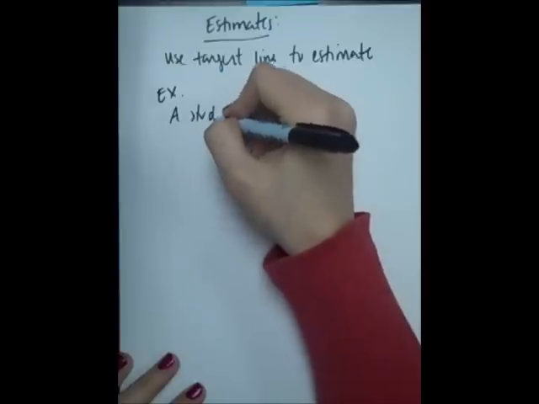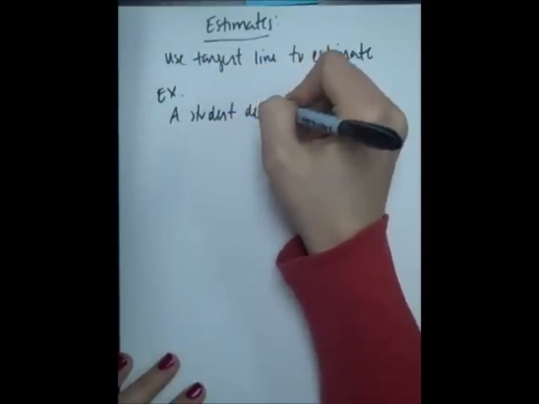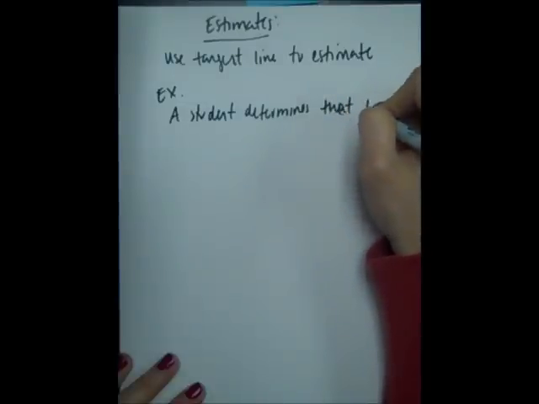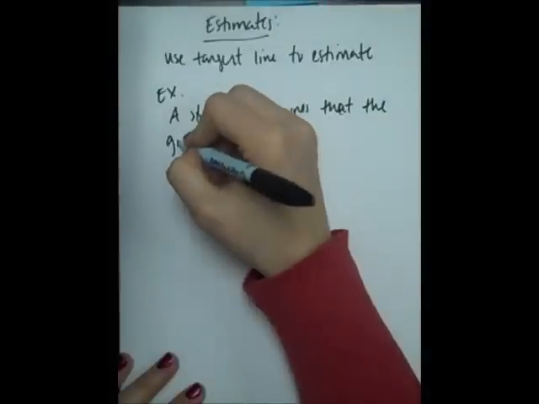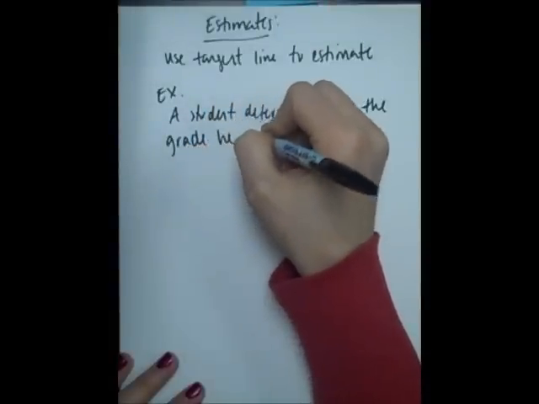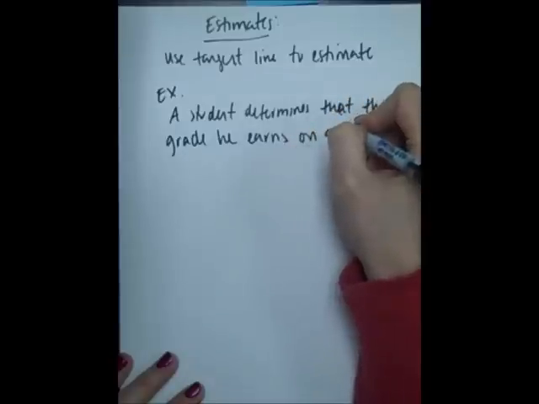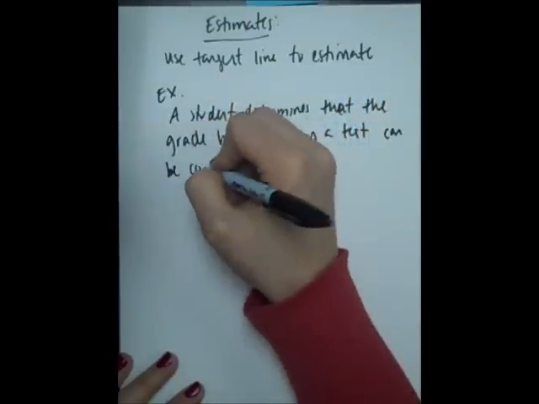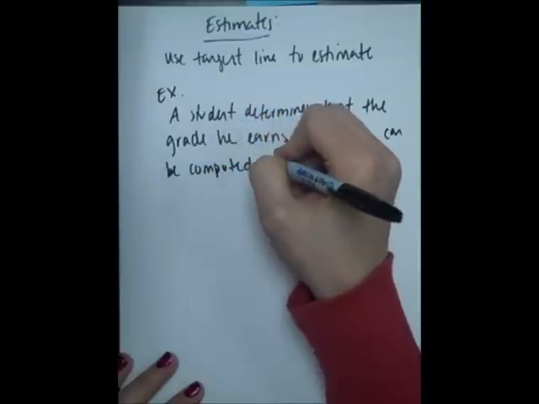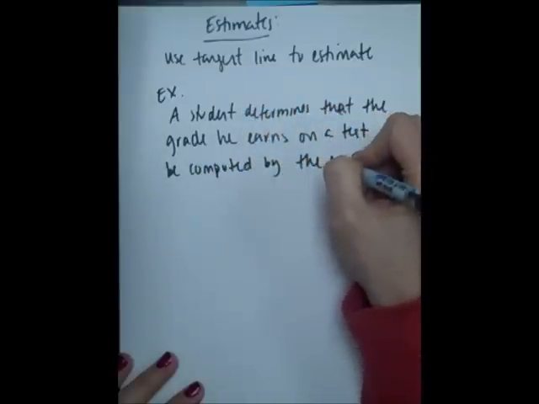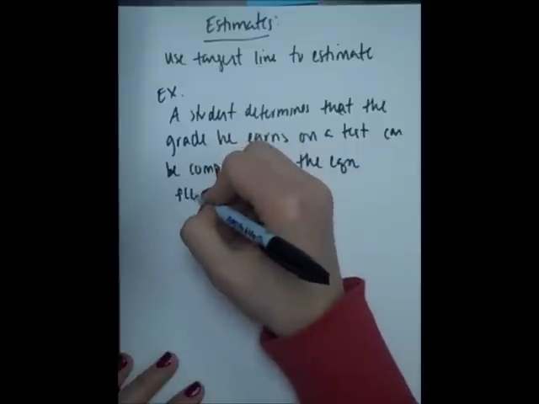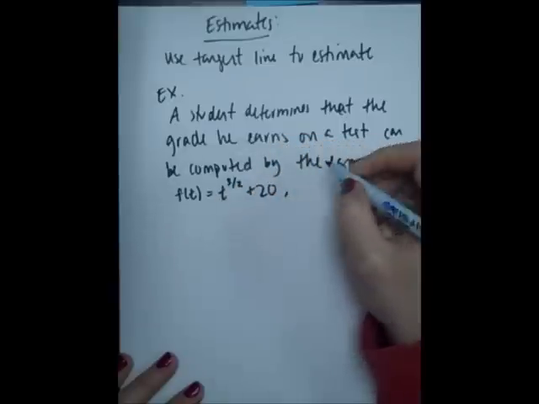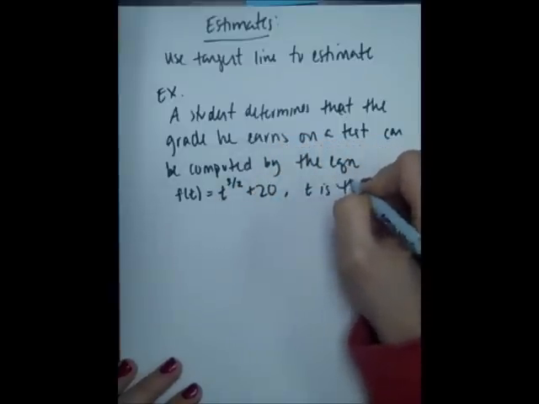Let's say that a student determines that the grade he earns on a test can be computed by the equation f of t is t to the 3/2 plus 20. t is the time he studied in hours.